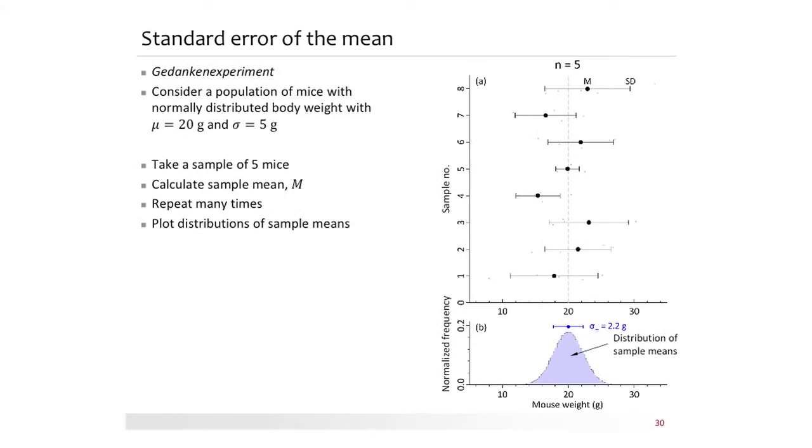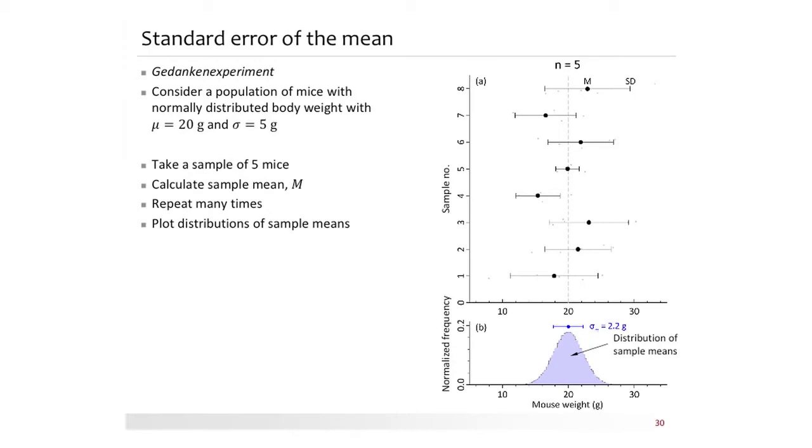Now I want to spend some time explaining the standard error of the mean. I'm sure each of you has calculated standard error at least once for various reasons. But what the meaning of a standard error is a little bit tricky, so I'll try to explain it to you. Let's do our Gedanken experiment again. So consider a population of mice with normally distributed body weight. The mean is 20 grams, the standard deviation is 5 grams.